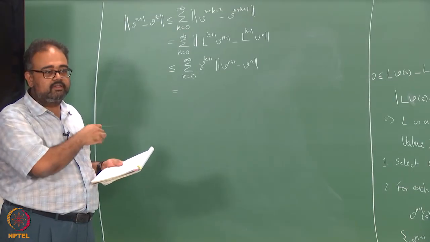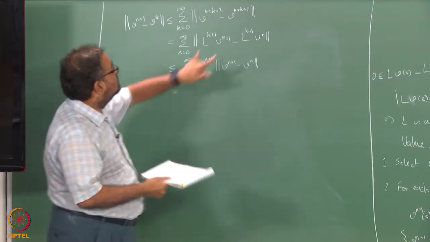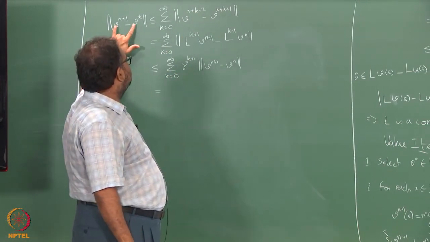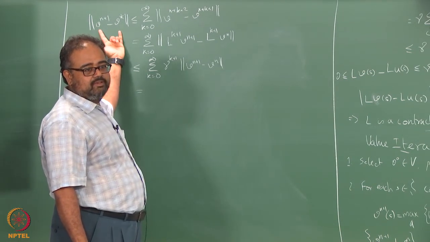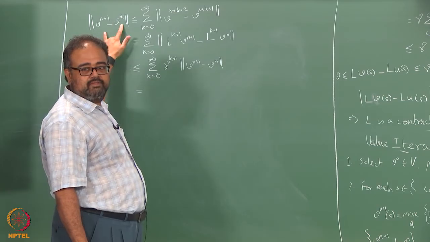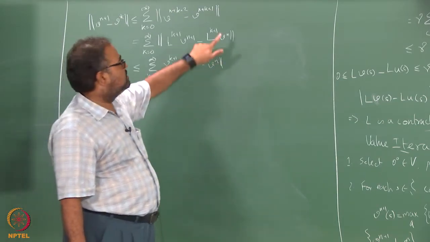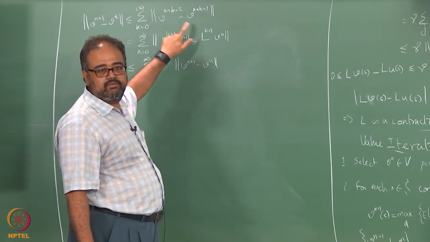Limit of a summation. Yeah, well, you can think of this as V star minus V n plus 1, right, because I am just talking about the norm. So it is V star minus V n plus 1, and then I have written this out. So this is V n plus 1, that is V n plus 2, then V n plus 2, V n plus 3, and so on and so forth.